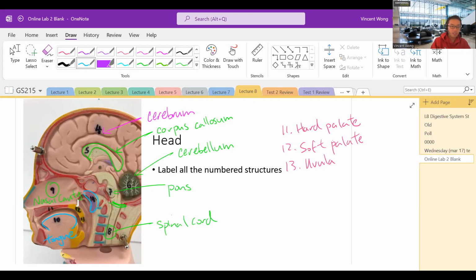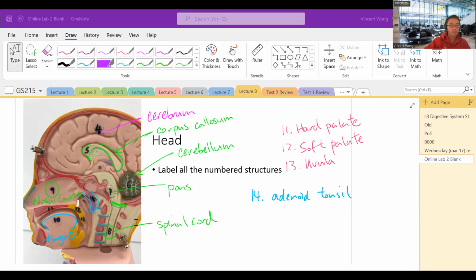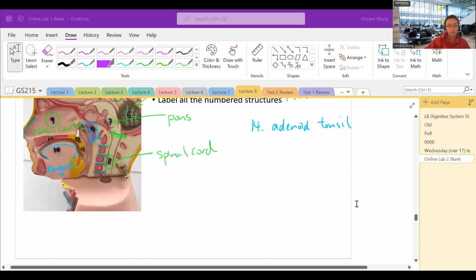Usually people have trouble with this one as well. That is the adenoid tonsil. And that's the one that gets infected when you have a cold, right? And you have a runny nose. Okay, I think that's everything. Moving on.